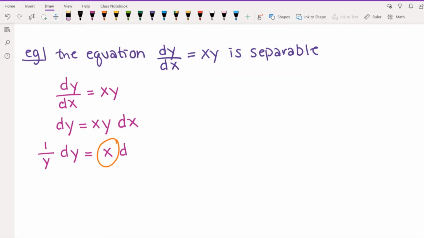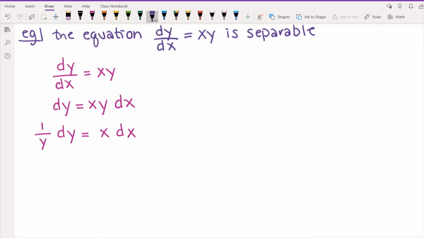And here's our function of x. And sorry, I wrote dy here. That was supposed to be a dx. Here's our function of x, and it's on the side with the dx. So what would a function look like that is, or an equation that's not separable?